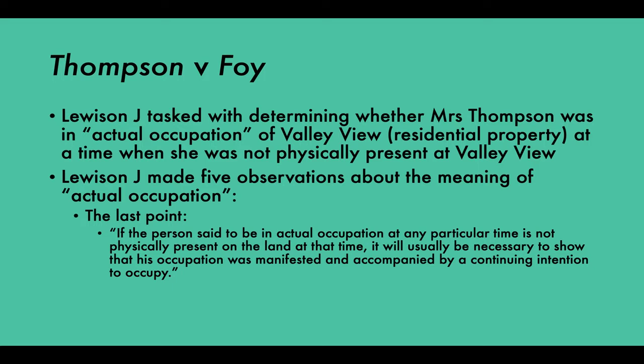But the last point he said was this: if the person said to be in actual occupation at any particular time is not physically present on the land at that time, it will usually be necessary to show that his occupation was manifested and accompanied by a continuing intention to occupy. So this last point looks quite revolutionary because it suggests that an individual can be in actual occupation of a property despite their physical absence, provided that during their absence they have a continuing intention to occupy the property.